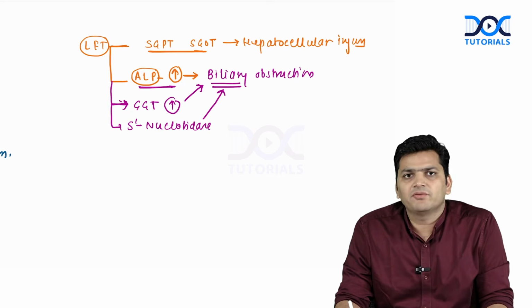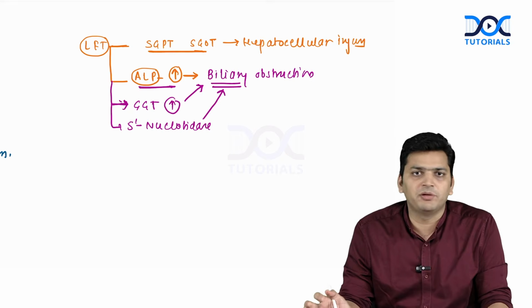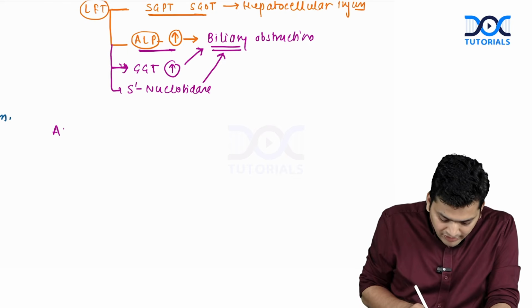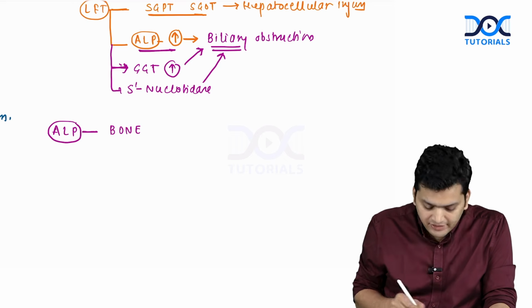Now, alkaline phosphatase, I told you that it is going to increase in biliary obstruction, but it is very non-specific. Actually, alkaline phosphatase can be generated from different tissues. Can you tell me what all tissues are related to alkaline phosphatase? Yes, one is the bone. If there is any problem in the bone, alkaline phosphatase can increase.